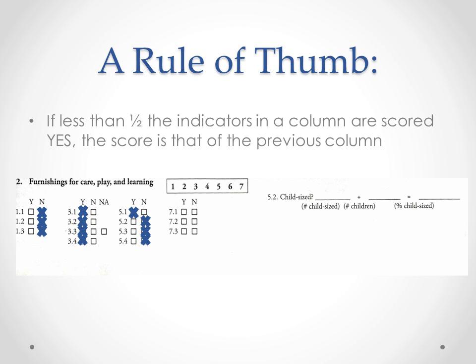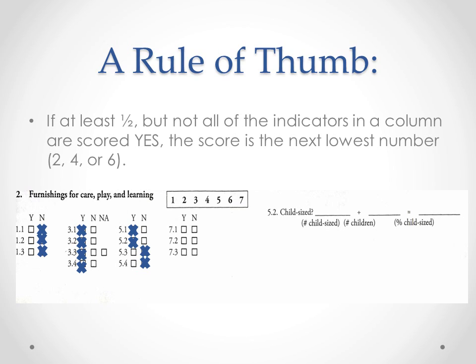Keep in mind that if at least half the indicators are scored no, the score reverts back to the previous column score. In the example below, at least half the indicators in the 5s are scored no. Therefore, the rating for this item is a 3. Also, if at least half the indicators are scored yes, the score will go to the next lowest number. In the example, you will notice that 2 indicators under 5 are scored yes, while 2 indicators are scored no. The rating for this item is a 4.